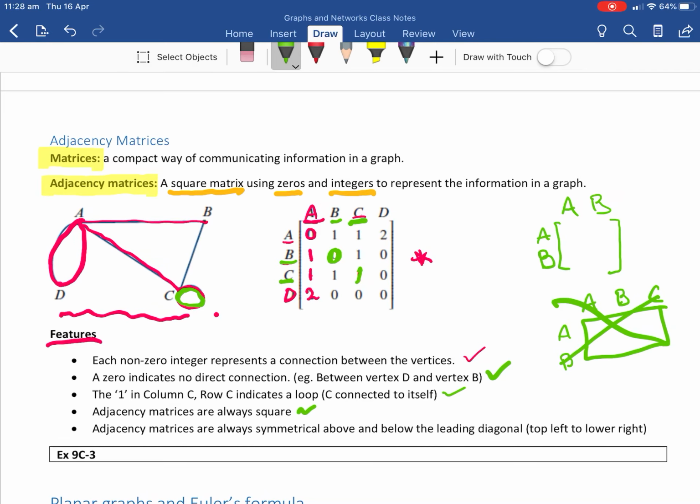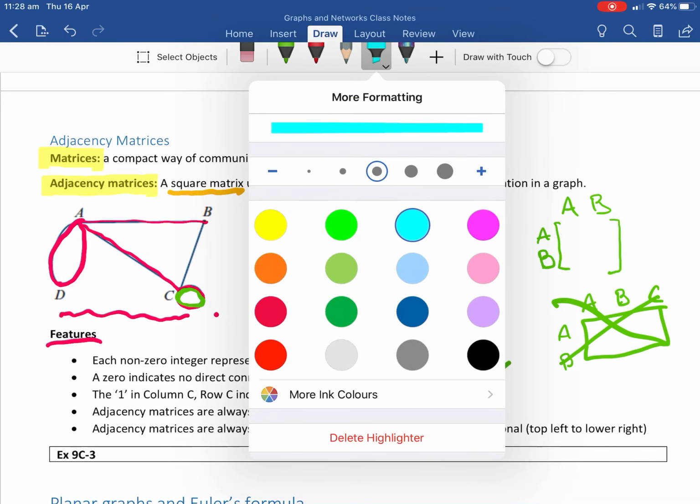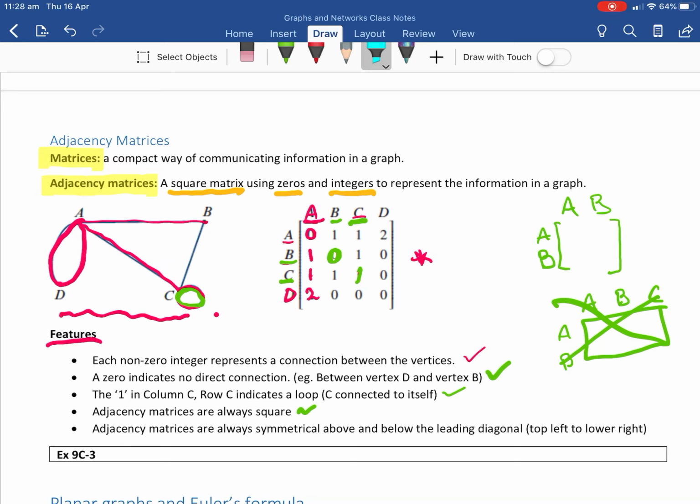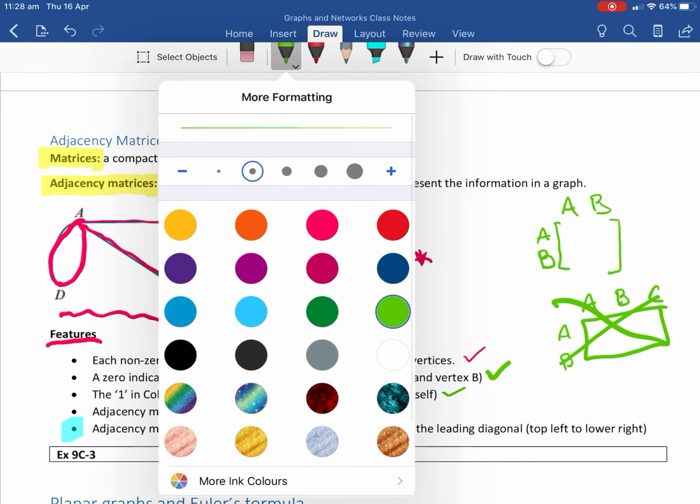And another fun fact that I'm sure you'll all love, let me get a highlighter. Looking at this last point, adjacency matrices are always symmetrical above and below the leading diagonal. So top left to lower right are these ones. If you look at either side of that line, you'll find that it's actually symmetrical. Let me show you.